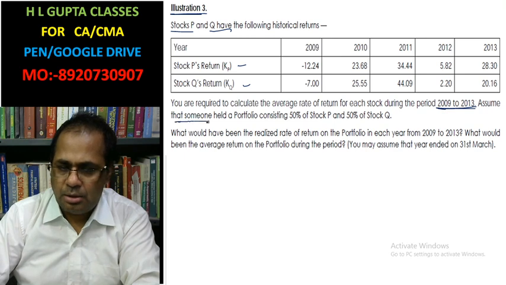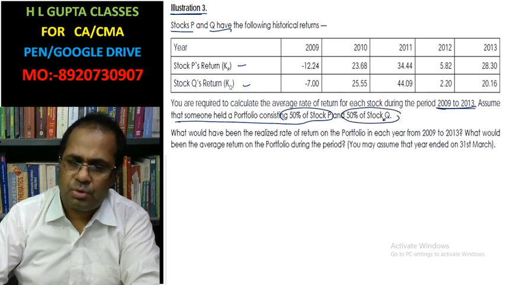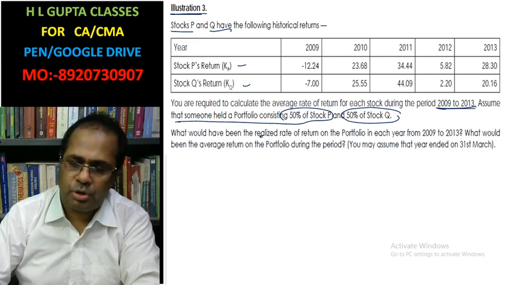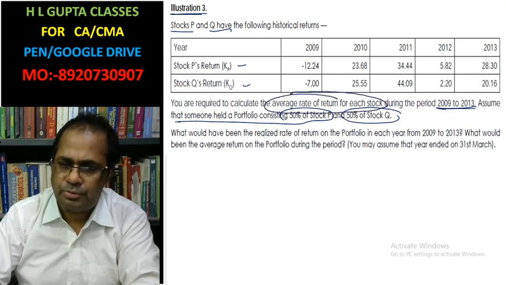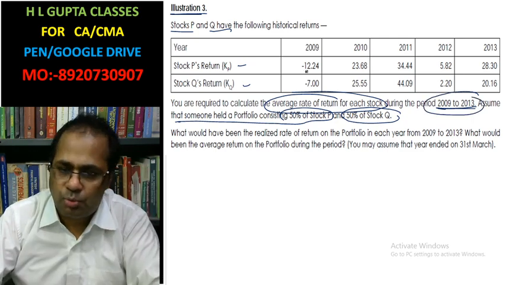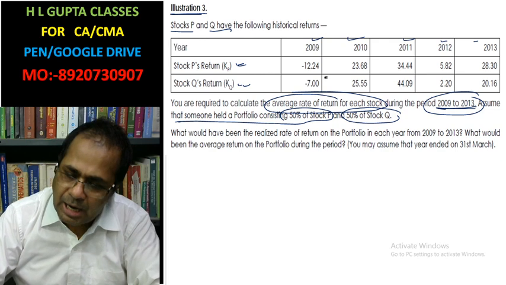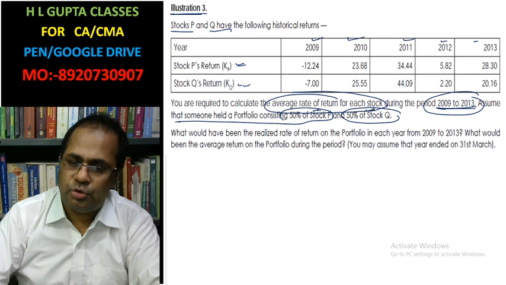Assume that someone held a portfolio consisting of 50% of stock P and 50% of stock Q. Then what would be the realized rate of return on this portfolio? In this case, you are required to calculate the average rate of return of each stock during the period. You have to add the whole return of P and the whole return of Q, with the number of years being 1, 2, 3, 4, 5. After getting the return, you add, and thereafter you calculate the portfolio return.